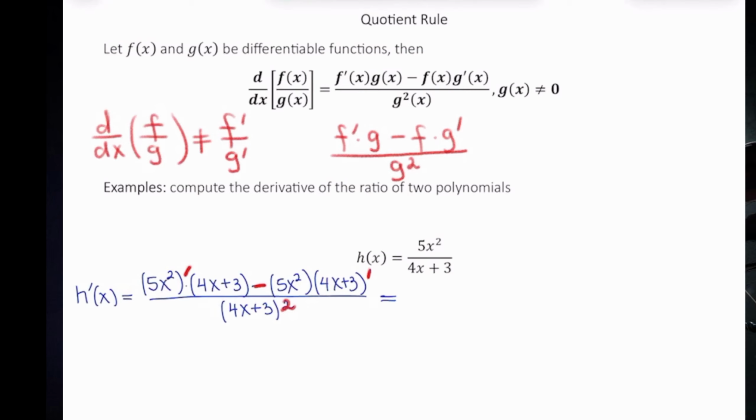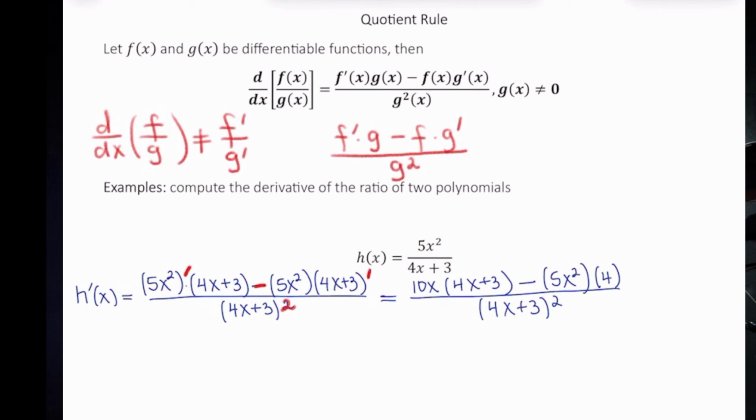So what do we get? The derivative of 5x squared is 10x, and this is times 4x plus 3 minus 5x squared, and the derivative of this linear function 4x plus 3 is 4. The denominator is the same, and you can keep that expression as is. You do not need to multiply it through. If you do multiply it through, it is not incorrect. You can still do that.